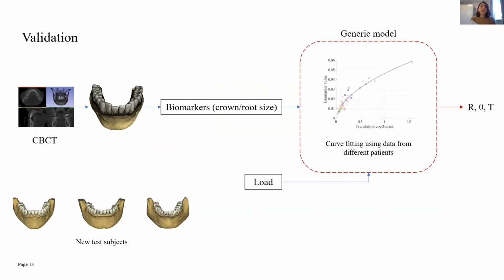And later, this trained model can be used to predict the movement of the teeth of a new patient by using the biomarkers of that patient and also using the loading condition as an input, and we can get the translation, rotation, and the rotation degree as the output of our model.